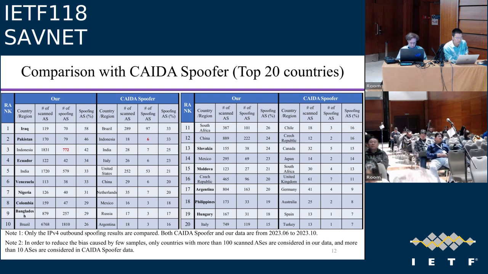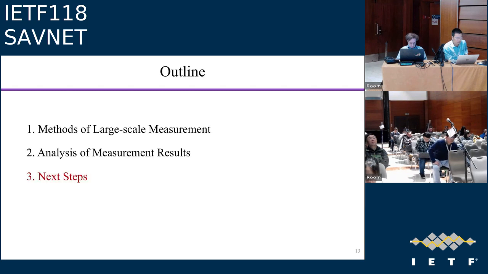For example, we have scanned 1,800 ASes in Indonesia in our data, but only 18 ASes were scanned in CAIDA Spoofer. Okay, next.